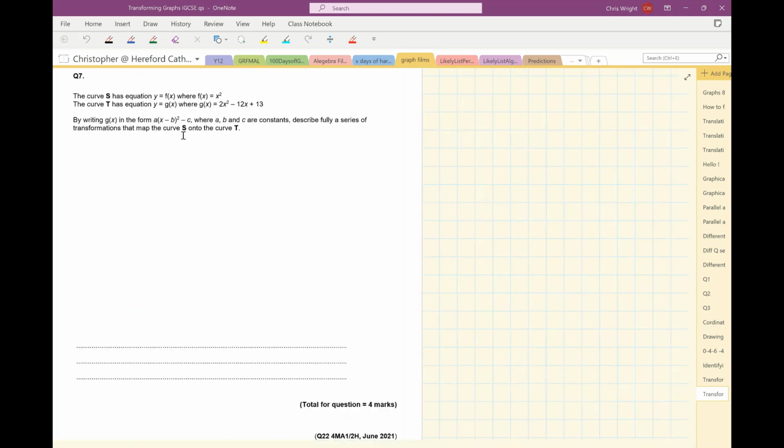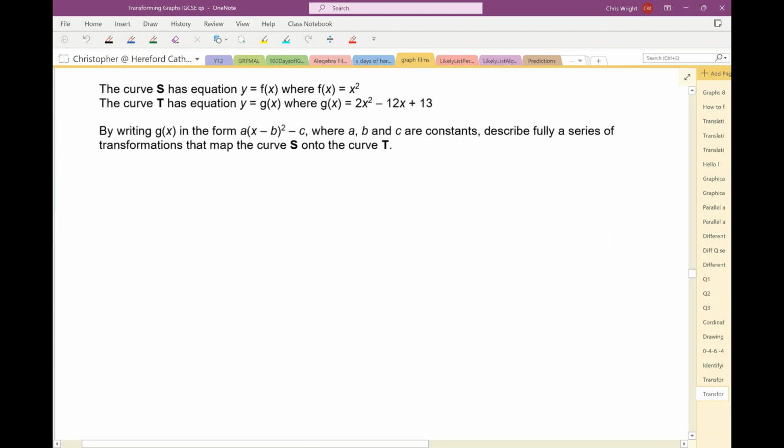Question 7. A curve S has the equation y equals f of x, where f of x equals x squared. The curve T has the equation y equals g of x, where g of x equals 2x squared minus 12x plus 13. By writing g of x in the form a lots of x minus b squared minus c, oh, that's completing the square, isn't it? So by completing the square on g of x, where a, b, and c are constants, describe fully a series of transformations that will map the curve S onto the curve T.